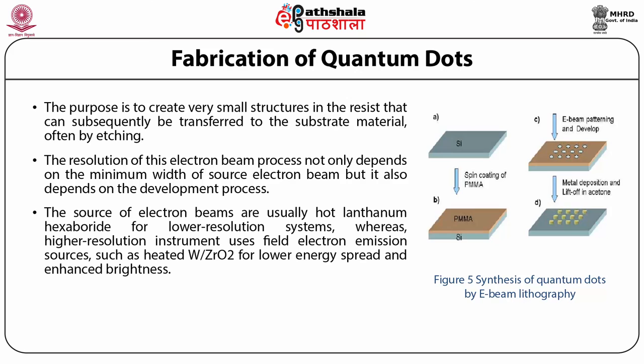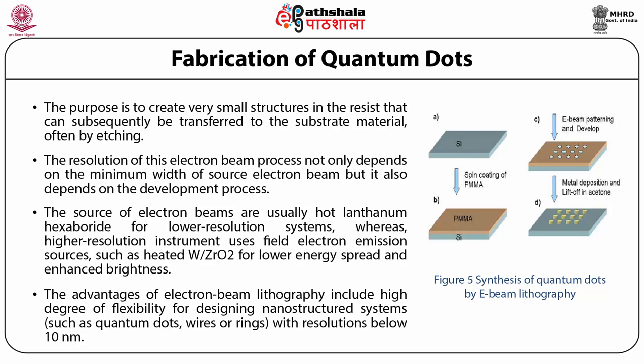The source of electron beams is usually hot lanthanum hexaboride for lower resolution systems, whereas higher resolution instruments use field electron emission sources such as heated tungsten zirconium oxide for lower energy spread and enhanced brightness. The advantages of electron beam lithography include a high degree of flexibility for designing nanostructure systems such as quantum dots, wires or rings with resolutions below 10 nanometers. However, at the spatial resolution needed to be observed, significant quantization effects are much higher.